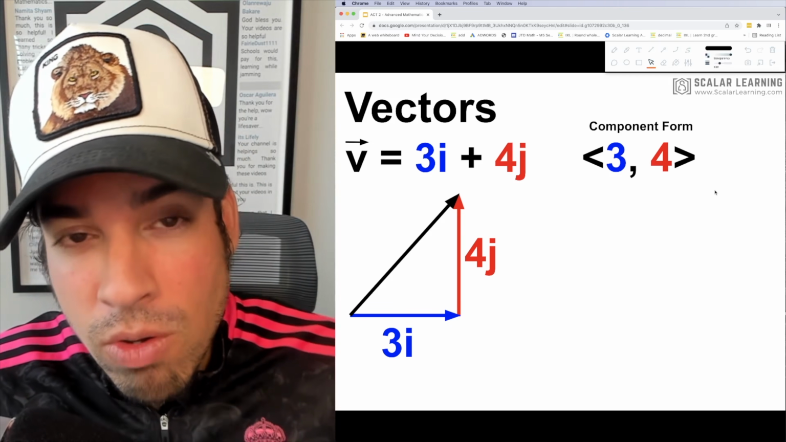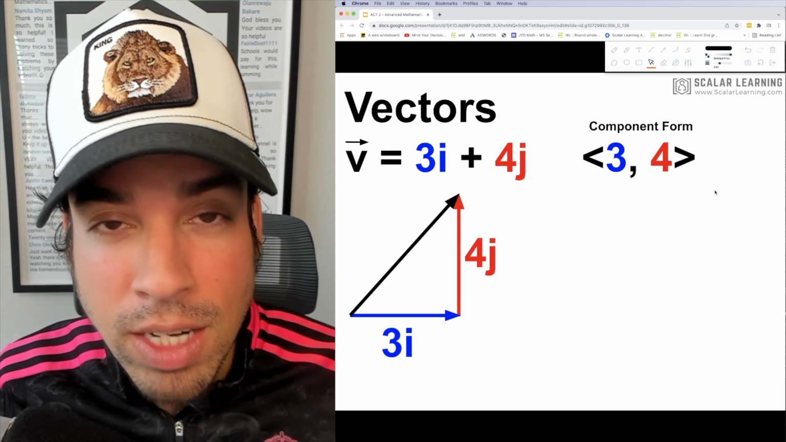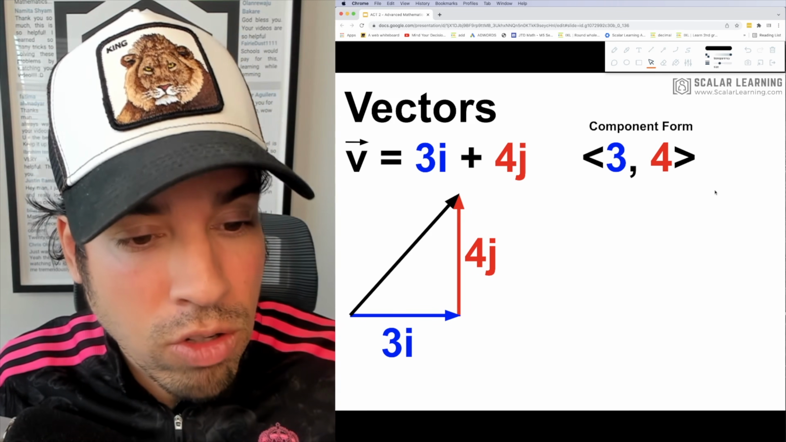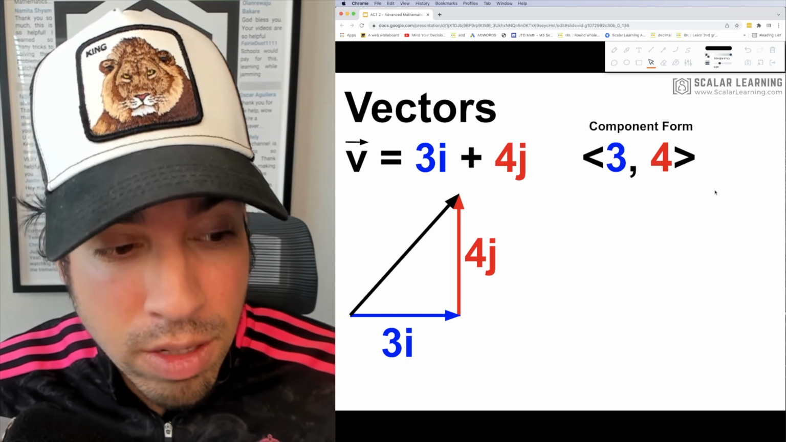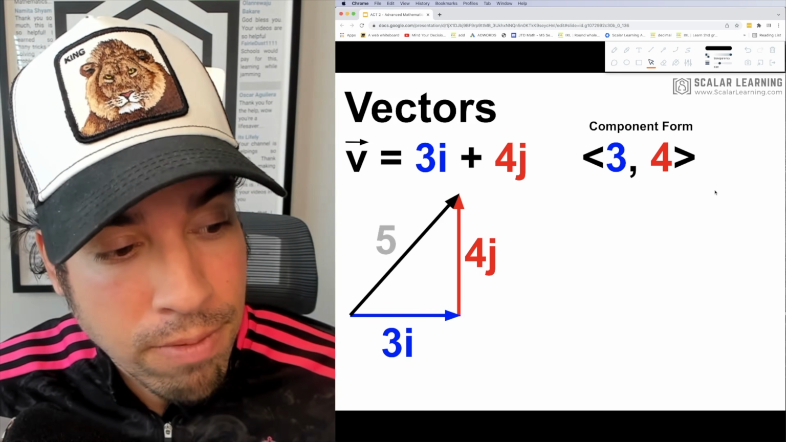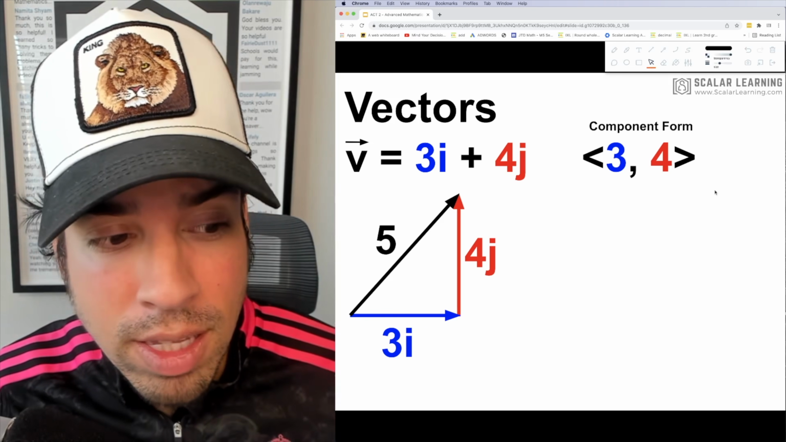So again, that has a representation of direction, meaning the angle it's going at, plus the magnitude, which is really the length. And by the way, we can now calculate the magnitude of this vector. And doesn't this look like a right triangle? So guess what? You would use Pythagorean's theorem to get a magnitude, which is 5. And how do we calculate that magnitude of 5?